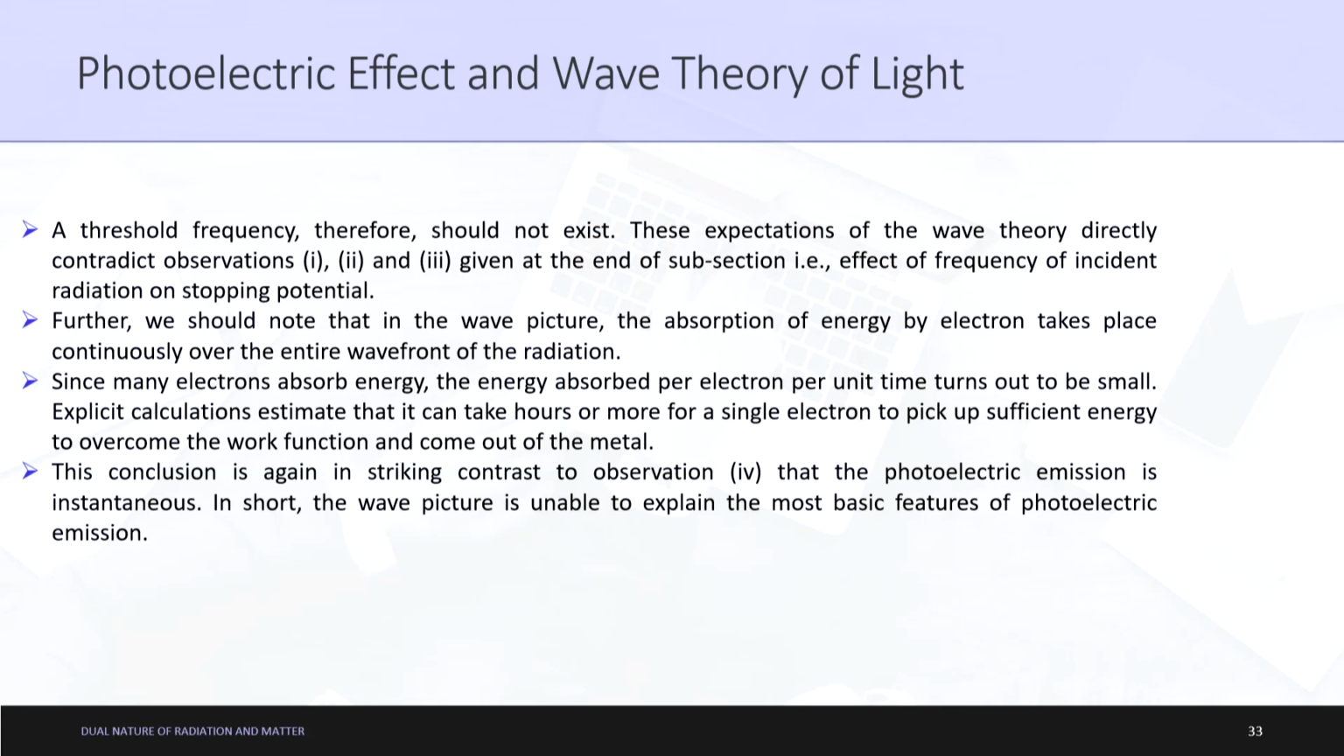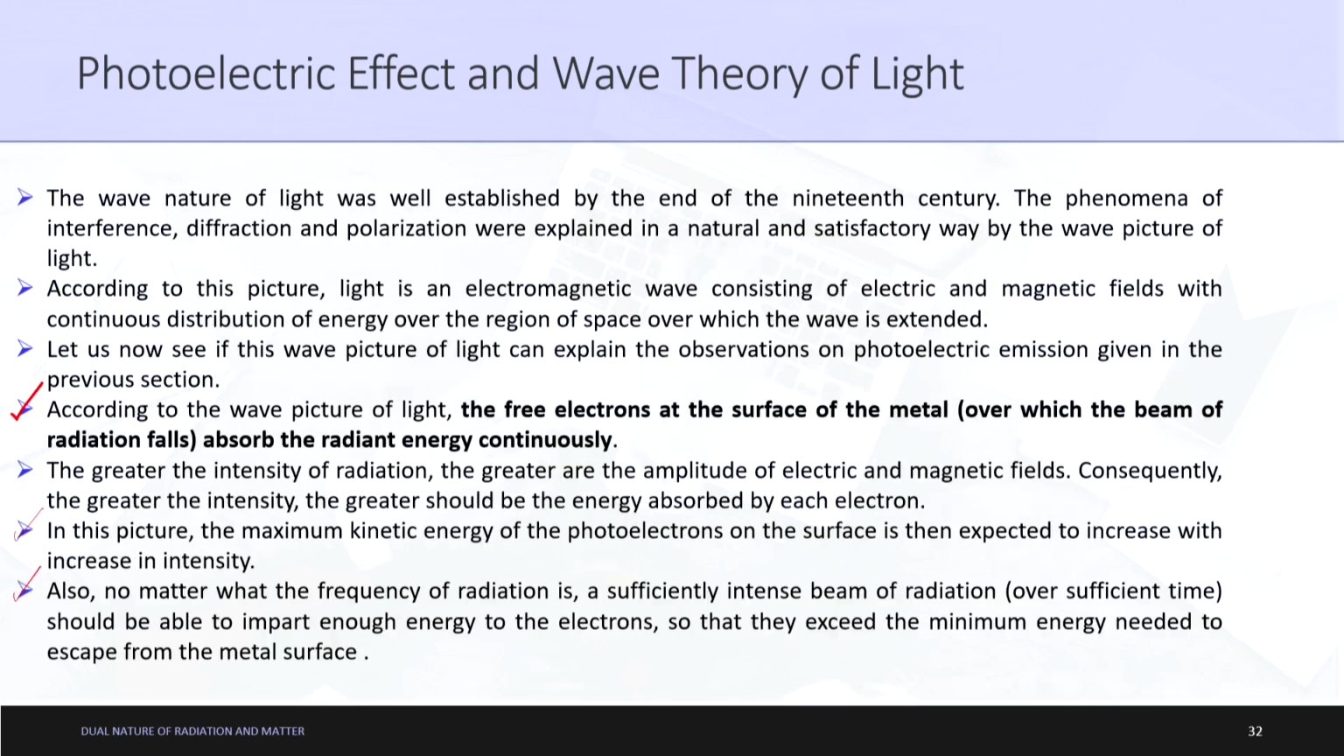So, a threshold frequency therefore should not exist. What they are trying to say is, if we conceptualize this here, then what does the last line say? That no matter what the frequency of radiation is, a sufficiently intense beam of radiation should be able to impart enough energy to the electrons, so that they exceed the minimum energy needed to escape from the metal surface. That means, in very simple terms, there should not be a threshold frequency. Even if the frequency is very low, the photoelectric effect should take place.